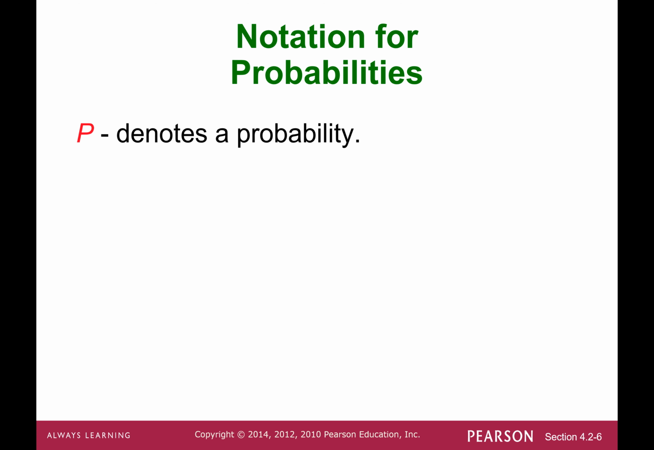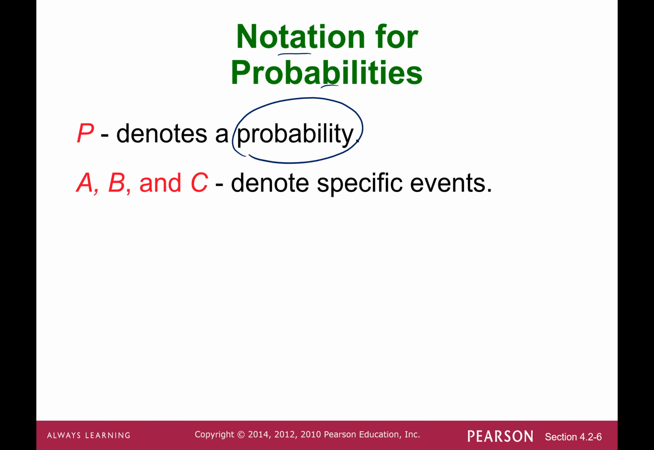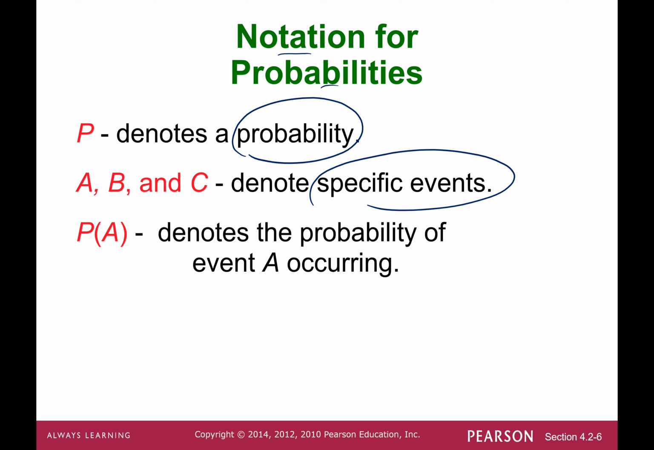Now, let's take a look at notations for probabilities. P represents probability. A, B, and C represent specific events. P of A denotes the probability of event A occurring. P of C represents the probability of event C occurring.